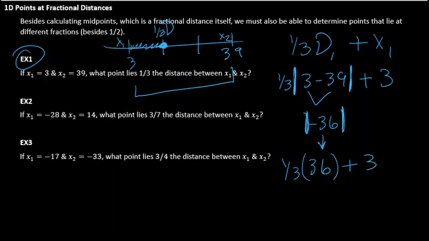Okay, if you don't remember how to multiply fractions and whole numbers, all you do is put the whole number over 1. The way you multiply fractions is just straight across, numerator times numerator, denominator times denominator. So 1 times 36 is 36, 3 times 1 is 3, 36 over 3 gives me 12, and then we're just going to add the plus 3. That's going to give me 15, right?